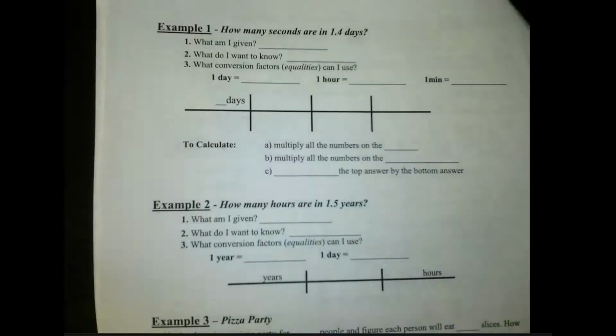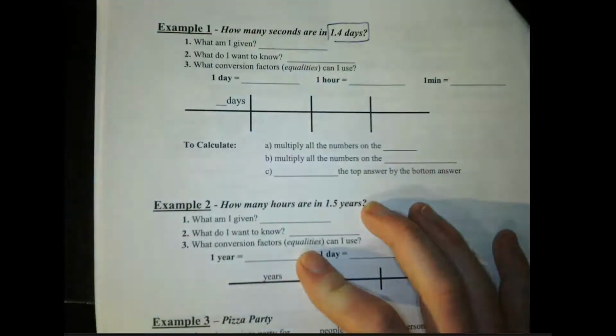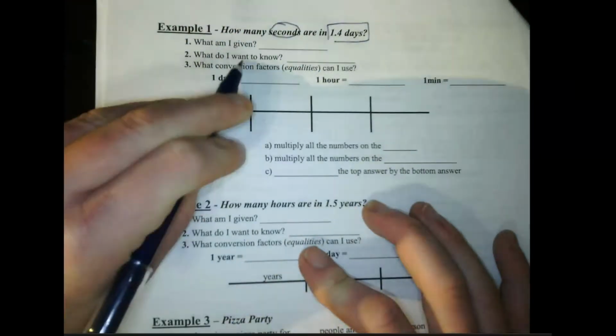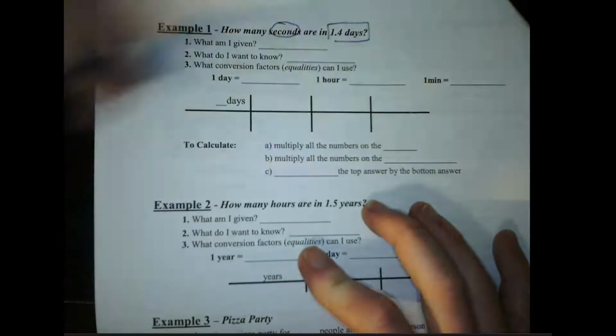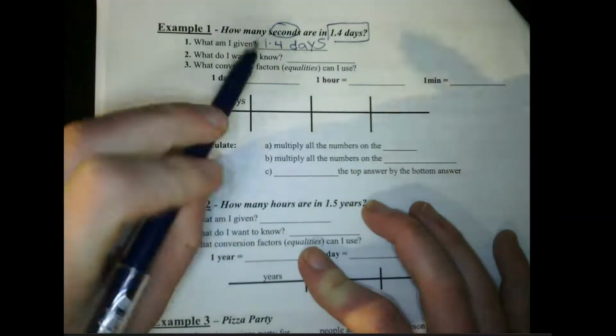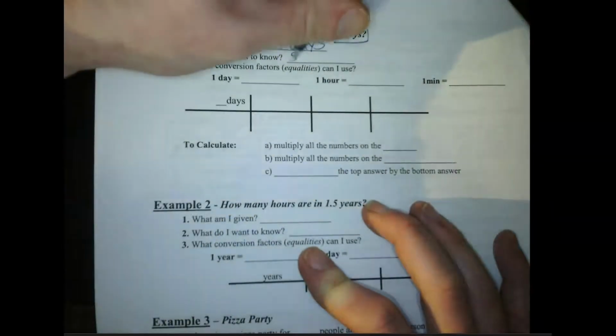Alright, so let's put this into action. So our first problem says, how many seconds are in 1.4 days? Remember how I always said to box your givens and circle your unknowns? Okay, so what I am given is 1.4 days. What I'm looking for, my unknown, is seconds. So what am I given? I box my givens. I'm given 1.4 days. What do I want to know? How many seconds? Okay, you want to know how many seconds there are in 1.4 days.